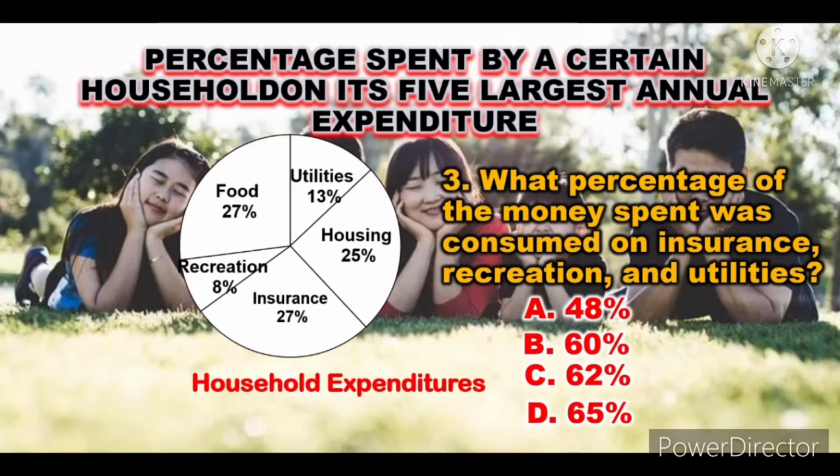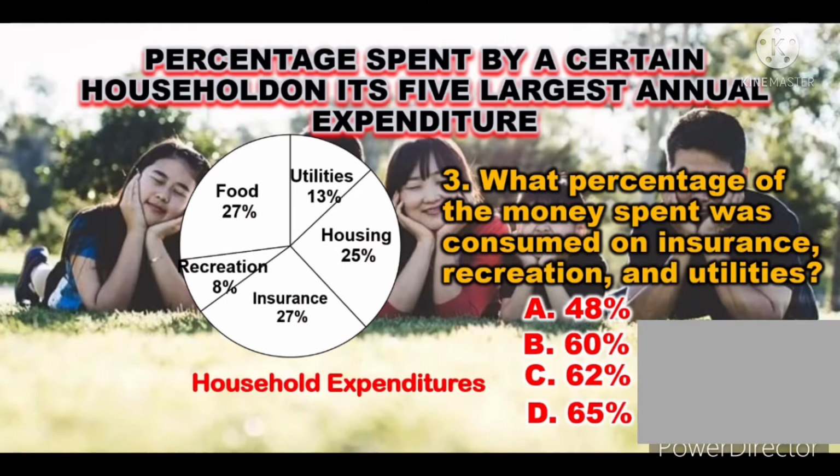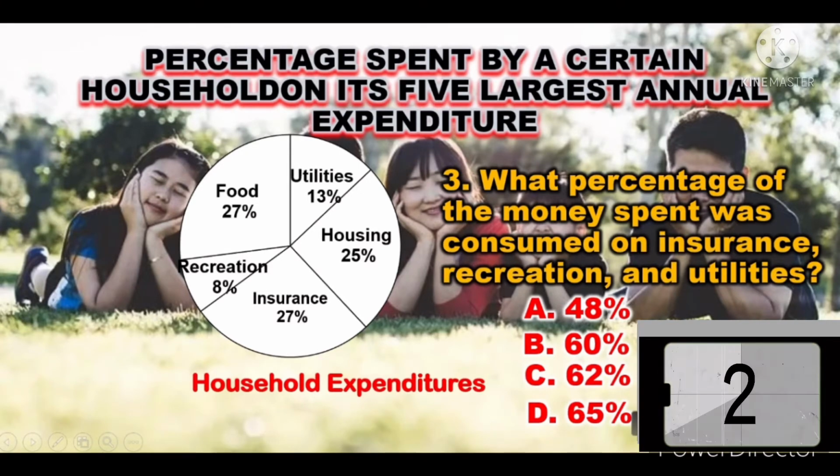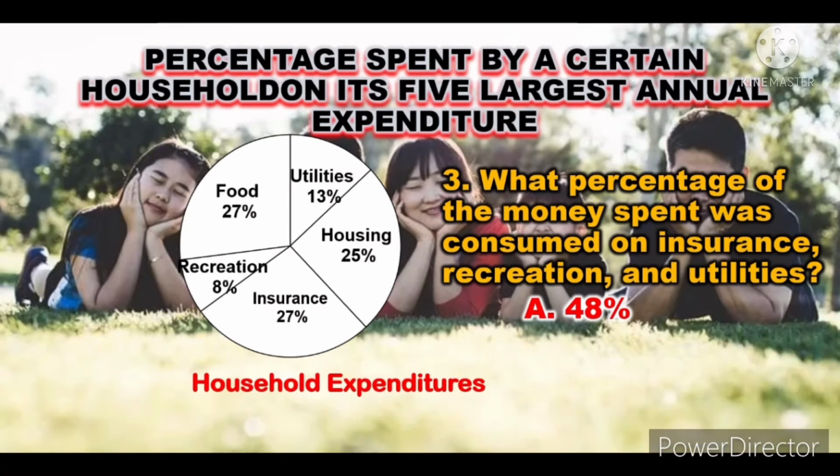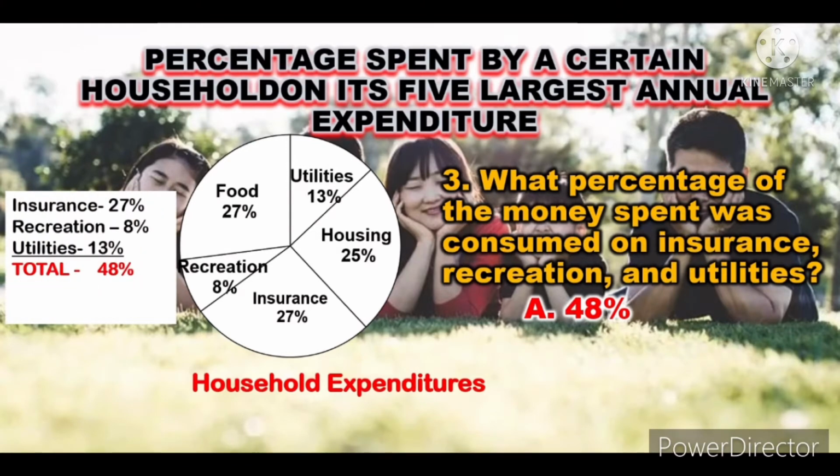Again, what percentage of the money spent was consumed on insurance, recreation, and utilities? A. 48%. B. 60%. C. 62%. Letter D. 65%. You have 3 seconds to answer this question. Your time starts now. If your answer is A, 48%, then you were correct. If we're going to add insurance, we have 27%, recreation, 8%, utilities, 13%. We will get a total of 48%.